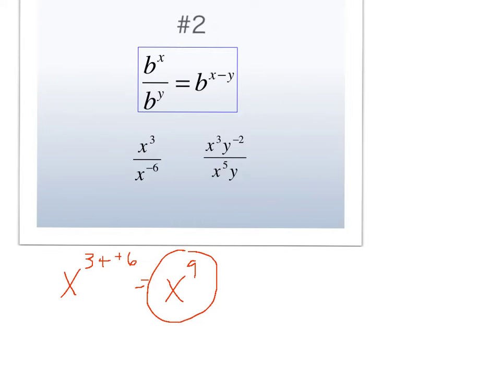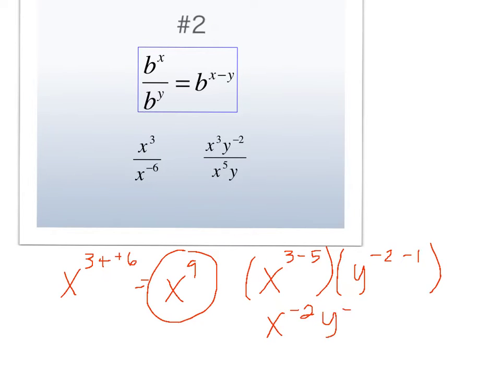Again, like our second example from slide number 1, we can only combine the x's and the y's since they have the same base. So this becomes x to the 3 minus 5 and y to the negative 2 minus 1. So this is x to the negative second times y to the negative third. Now, by the time we get to the end of this video, you will not be able to leave your answer like that. We haven't talked about this rule. We'll talk about negative exponents. But as far as this goes, what you need to know is that when you're dividing bases, you subtract the exponents.